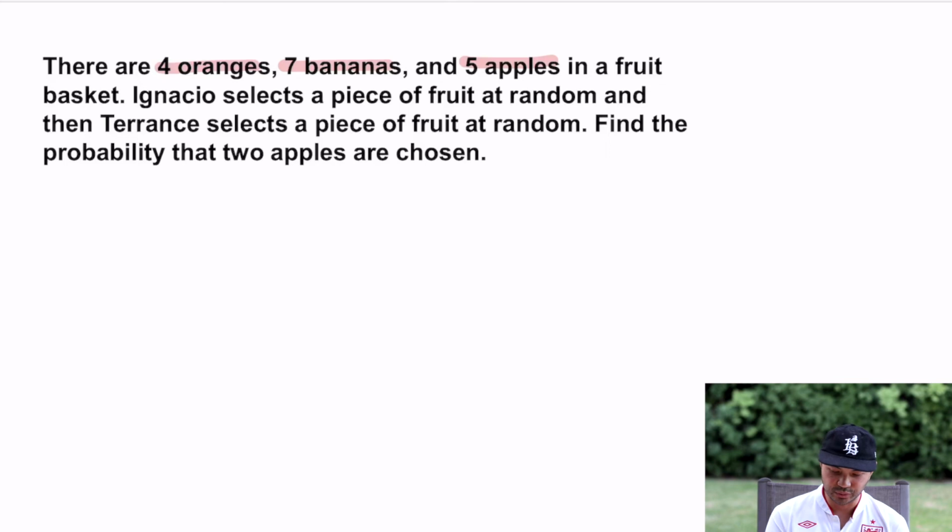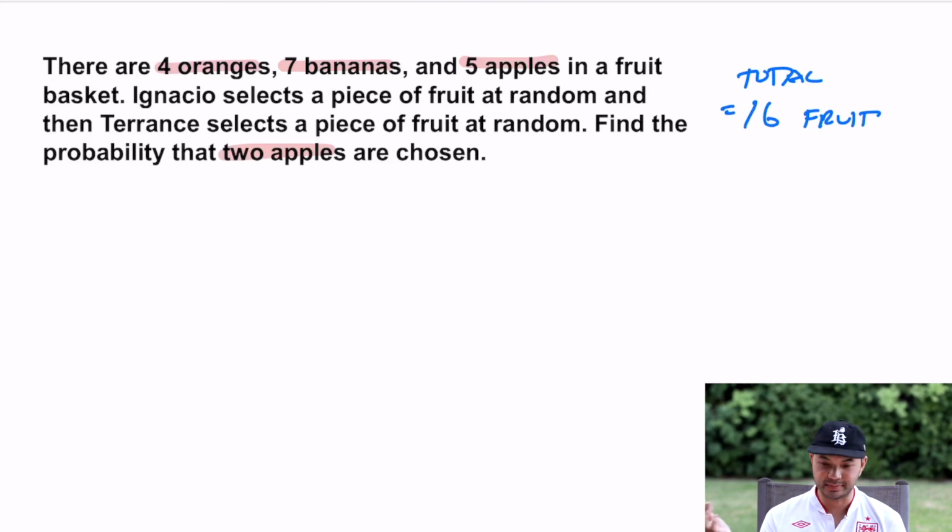Find the probability that 2 apples are chosen. Okay, so let's find out. So total, because you want to know what the denominator is going to be. So how many pieces of fruit are there? There are going to be 16 pieces of fruit. Okay, so let's see. 2 apples are chosen. So Ignacio takes it, he keeps the apple, and then Terrence selects a piece of fruit and keeps it.